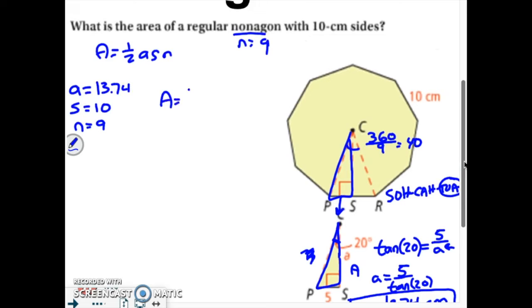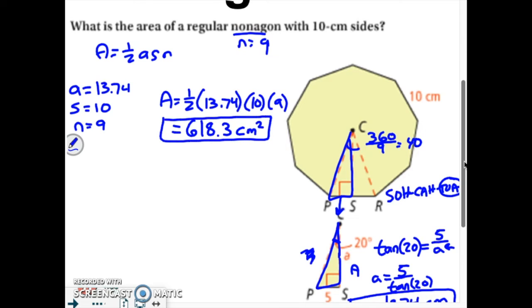Now I'm ready to plug in all of my numbers into the formula for the area of a regular polygon. So 13.74, 10 is the side length, and then 9 for how many sides we have. When you plug all that in, it doesn't tell us how to round, so I'm going to go nearest tenth this time. 618.3 square centimeters would be a good answer for that.